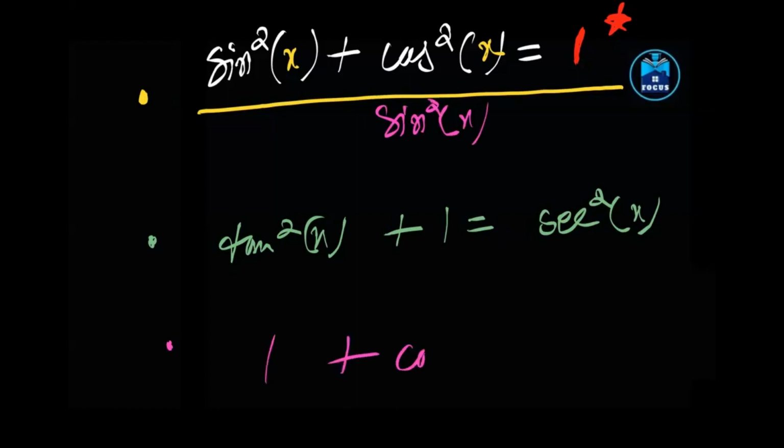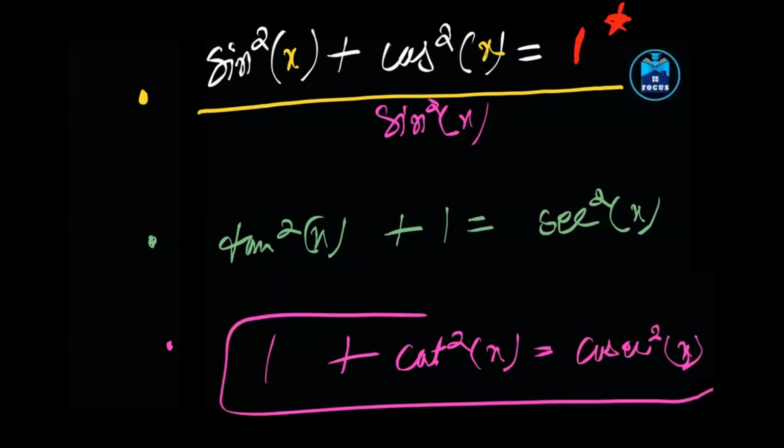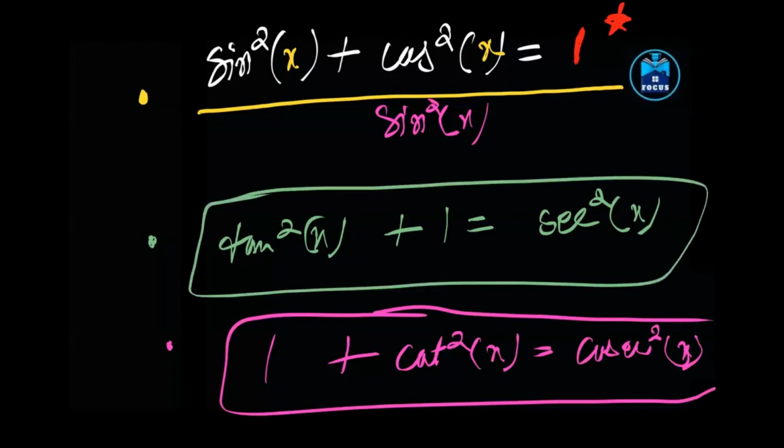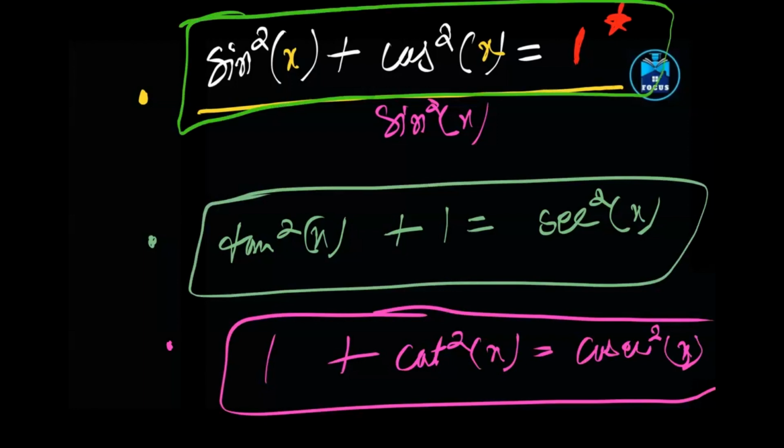Okay, and if we divide by sine square x, we will obtain another formula, which is 1 plus cot square x equals to what I have to write on the right hand side? Cosecant square x. Very good, very good. So these are 2 more formulas that you can easily obtain by using the very basic formula of trigonometry, which is this one, right? So you can easily remember 2 more formulas.